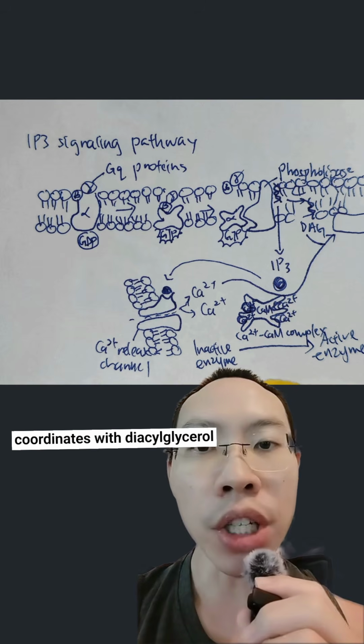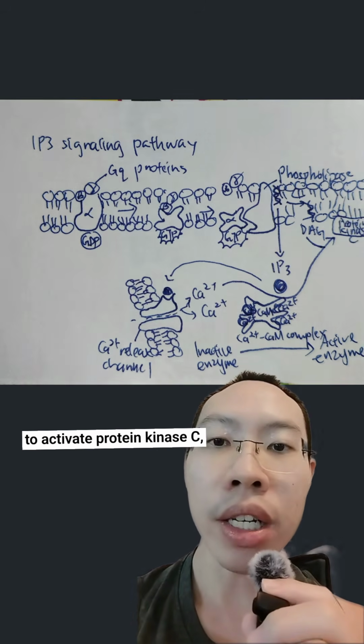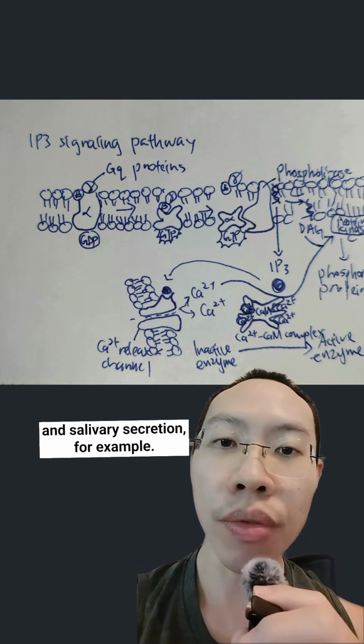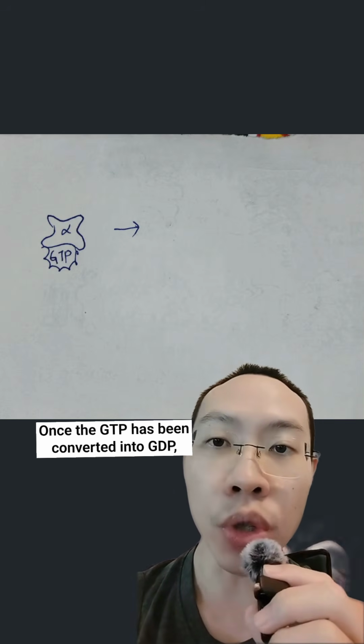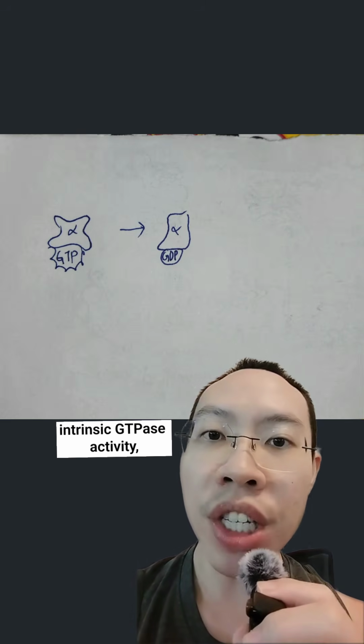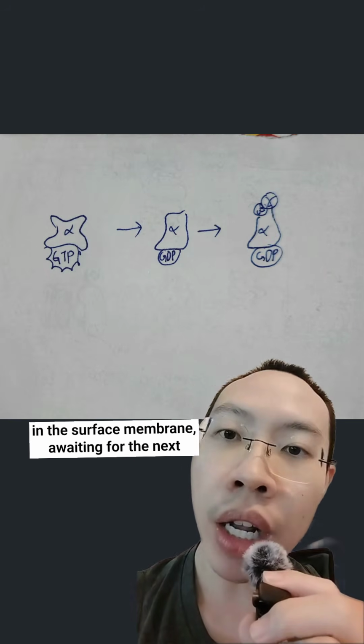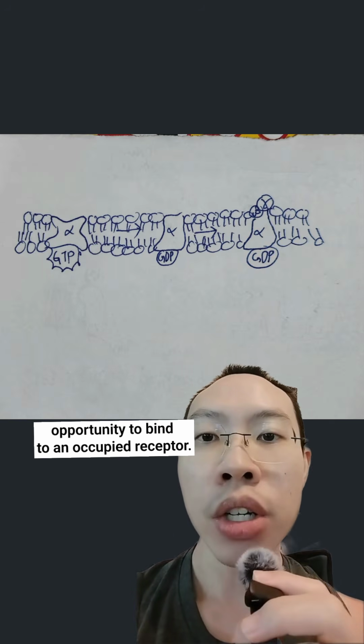Calcium ions also coordinate with diacylglycerol to activate protein kinase C, phosphorylating proteins involved in smooth muscle contraction and salivary secretion, for example. Once the GTP has been converted to GDP by the G-alpha protein's intrinsic GTPase activity, it redocks with the G-beta-gamma assembly in the surface membrane, awaiting the next opportunity to bind to an occupied receptor.